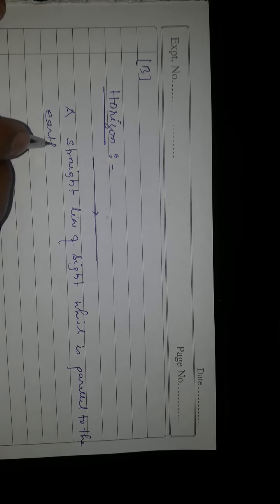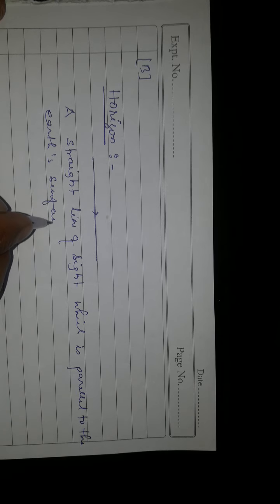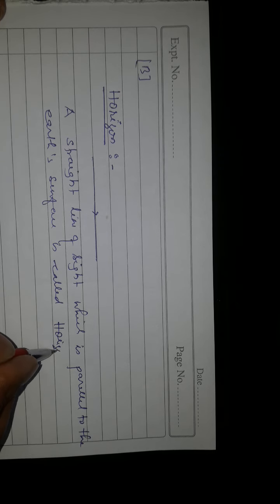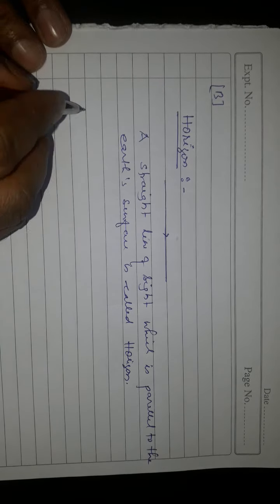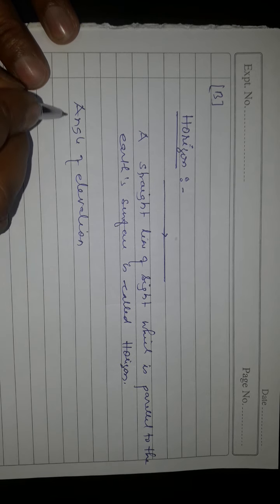A straight line of sight which is parallel to the earth's surface is called horizon. The second part is angle of elevation. Angle of elevation.